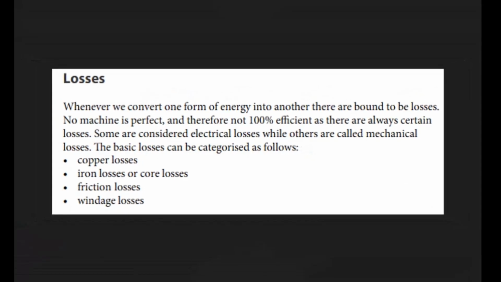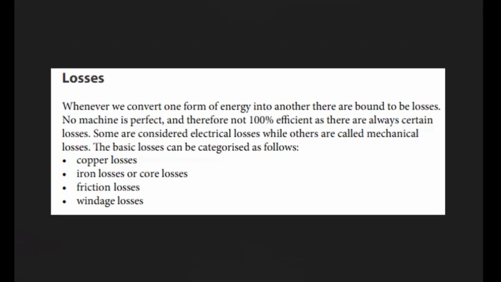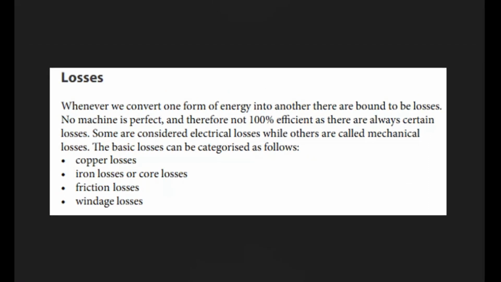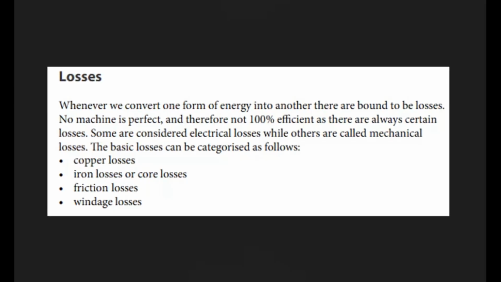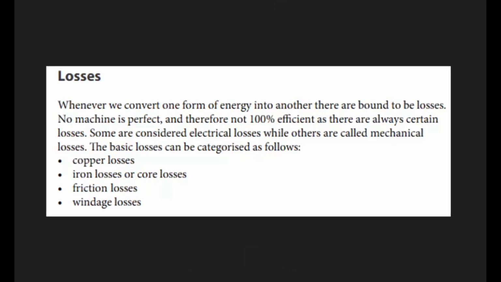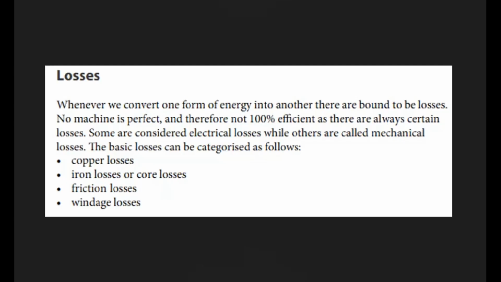Remember, there are losses. Whenever we convert from one form of energy into another, there are bound to be certain losses. No machine is perfect, and therefore it cannot work 100% efficiently, as there are also always certain losses. Some are considered electrical losses, while others are called mechanical losses. So in an exam, they will ask, what are the electrical losses and what are the mechanical losses? And then you will have to list them.